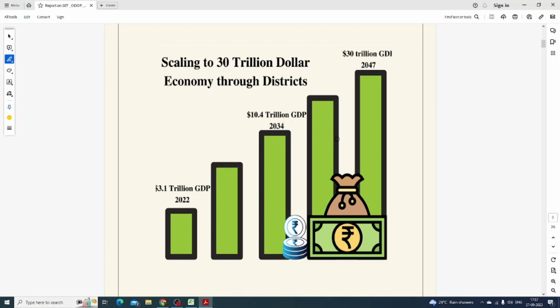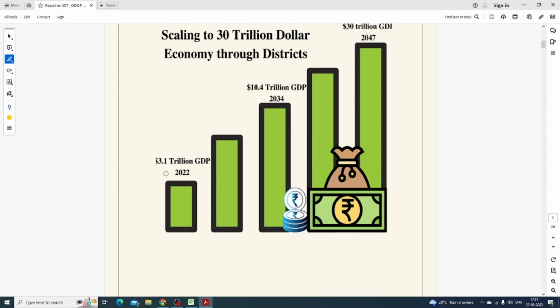So I recommend each of the investors browsing my content on YouTube to please read through this report. You will get a lot of knowledge on how our Indian economy is set to grow at a rapid pace. Now, in this report, on the second page, you can find that in 2022, India is at $3.1 trillion GDP, and by 2034, they estimate it to be $10.4 trillion.